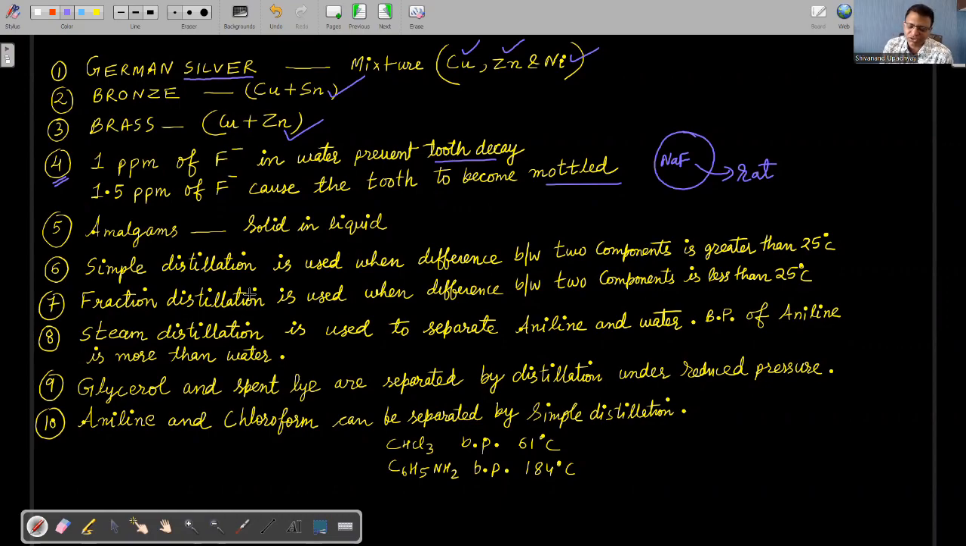Sodium dissolved in mercury. So solid in liquid, it is a type of solution, solid in liquid. We are dissolving solid, we are dissolving metals. Most of the metals are solid. We are dissolving in liquid, that is mercury. Then simple distillation, fractional distillation.